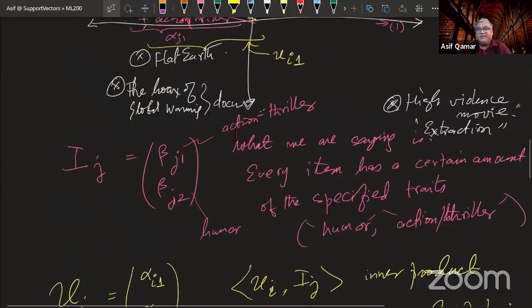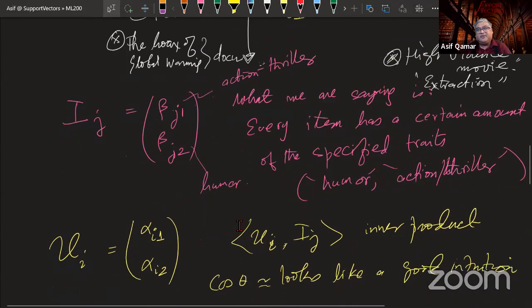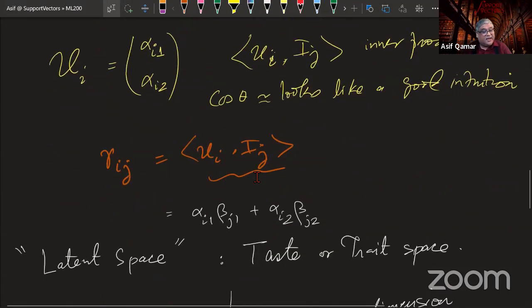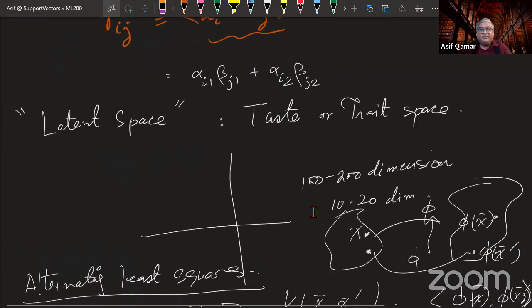And likewise, every item can be represented as a column vector saying how much action, thriller, and humor it has. And therefore the inner product, or the cosine, could be thought of as a pretty good indicator of how much a user is likely to resonate with a certain item. Right? So this hidden space of taste or traits, the more formal word mathematicians use, is latent space. Latent means hidden.